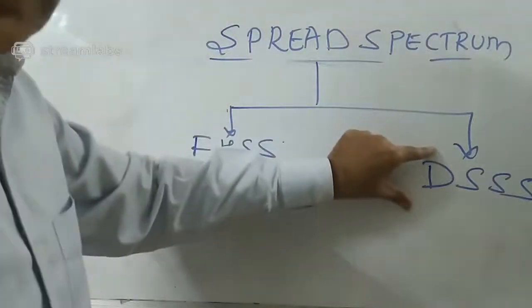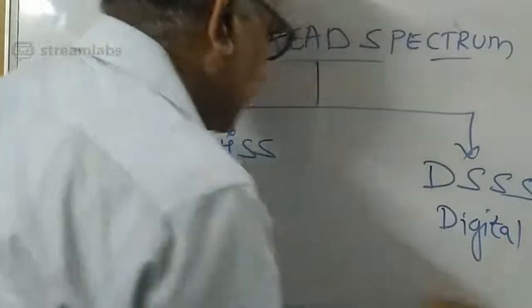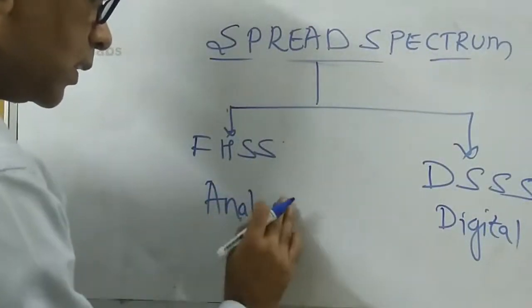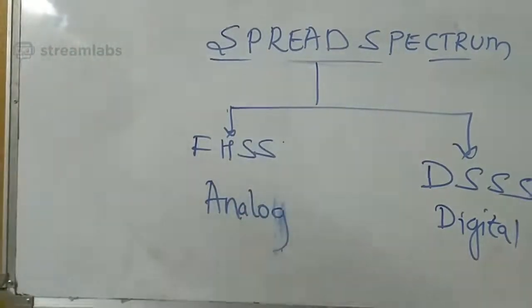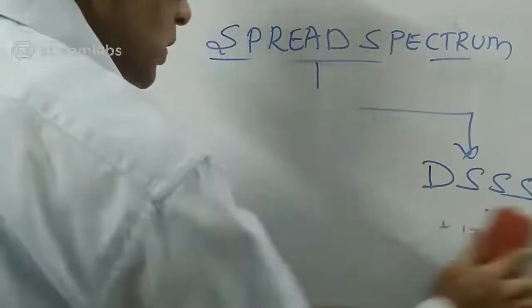So this is a digital process, and this is an analog process. One is digital and another one is analog. Frequency hopping spread spectrum is an analog process, DSSS is a digital process. Now we will see how exactly FHSS performs the task of spreading the spectrum.